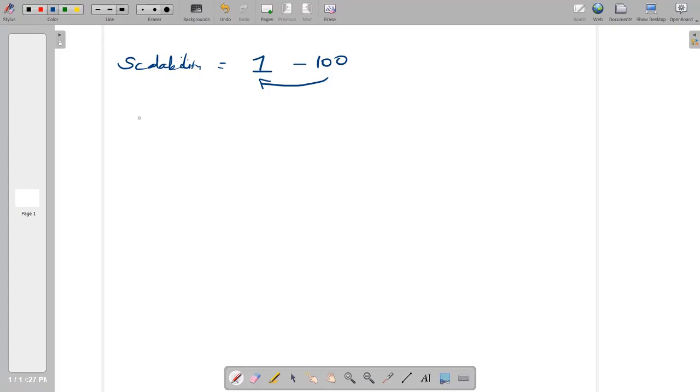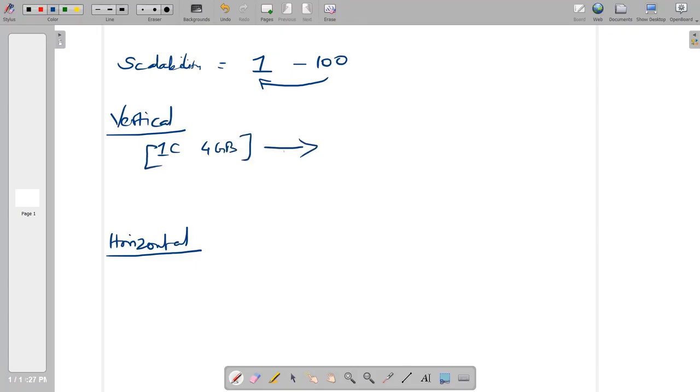And we have two types of scaling. The first one is vertical scaling, and the second one is horizontal scaling. Vertical scaling is, if I have a one core CPU and 4 GB memory machine, this is a particular VM. Can I upgrade this configuration to the next level? Yes, that is called vertical scaling. Here I'm going for a 2 core machine and 16 GB memory. This movement is your vertical scaling, and this is also called scale up and scale down.